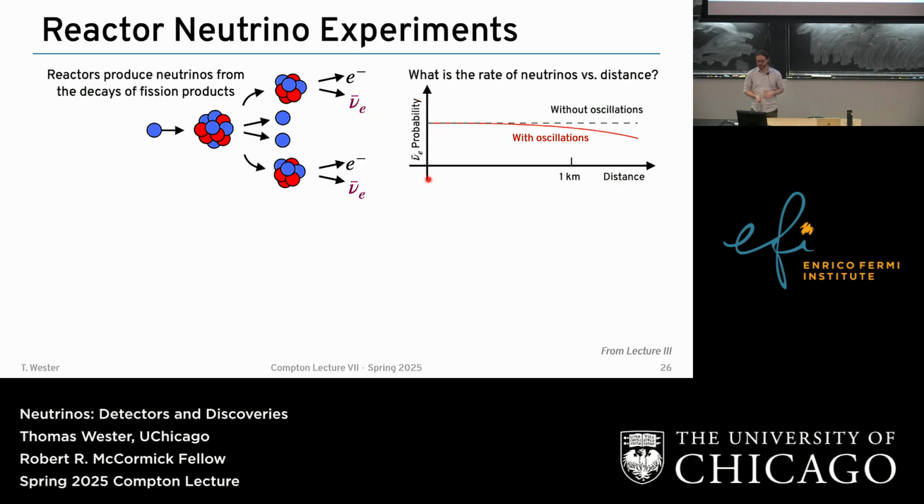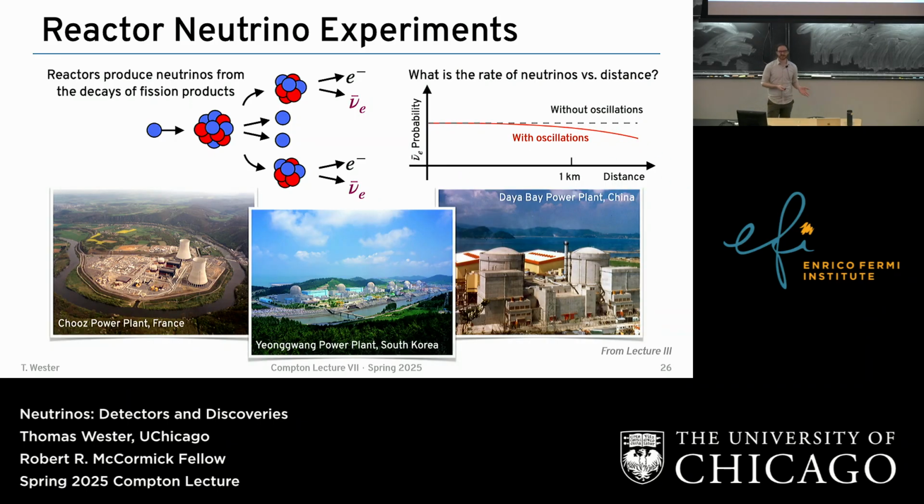The kind of cartoon version of this is shown here. You have the reactor at a distance of 0, but then you place your detector somewhere further away, like 1 kilometer, for example. And then you start to see oscillations turn on as a function of the distance your detector is away from the reactor. And this was very successful, and it was used by many experiments over the years to really hone in on this picture of 3 neutrino flavors and the two frequencies of oscillations that is our modern understanding of neutrinos.